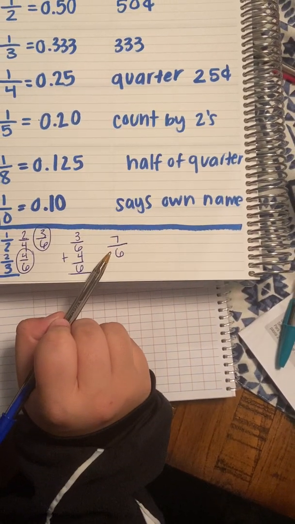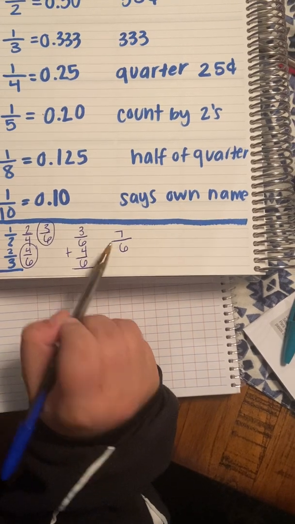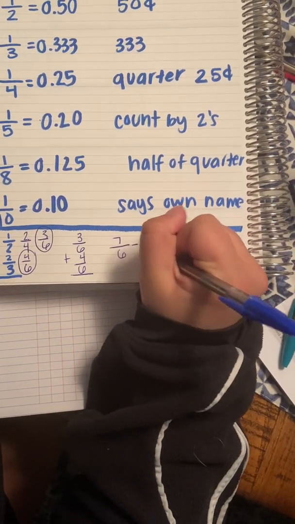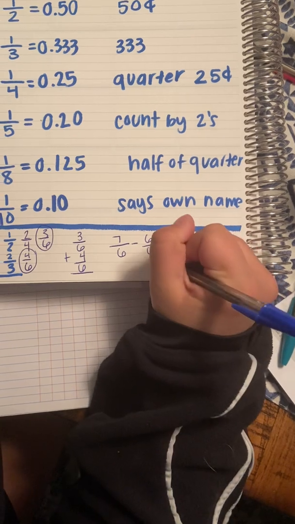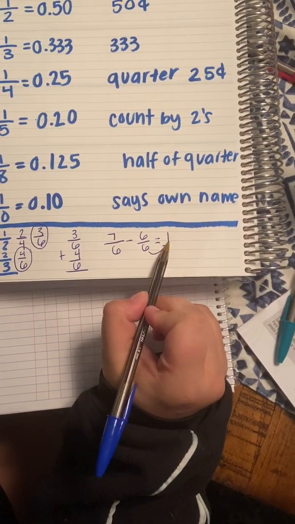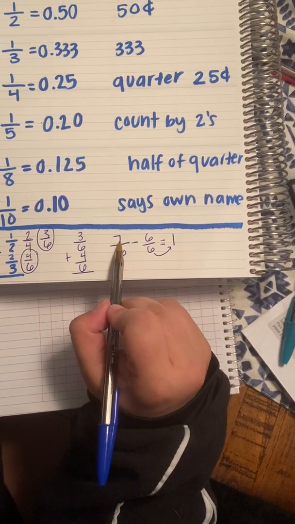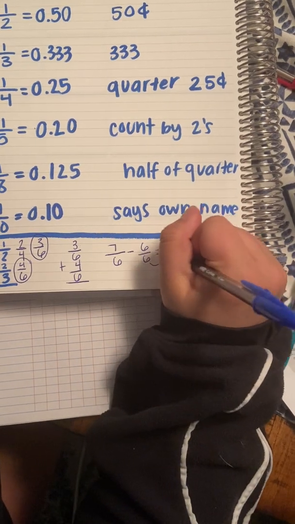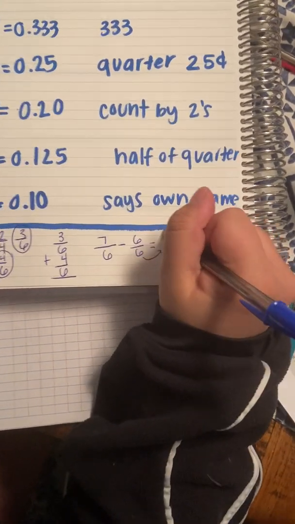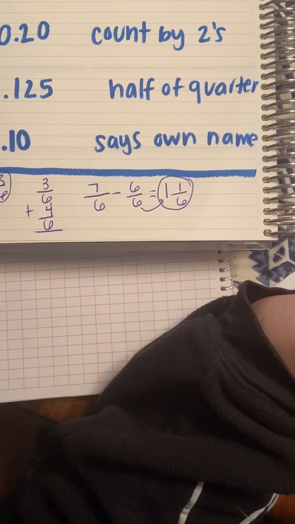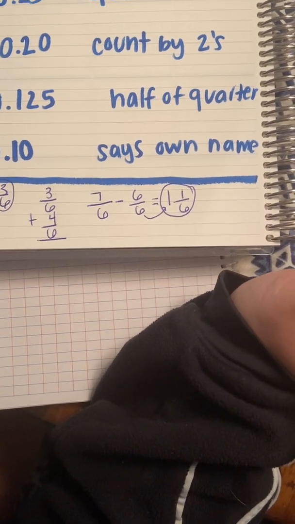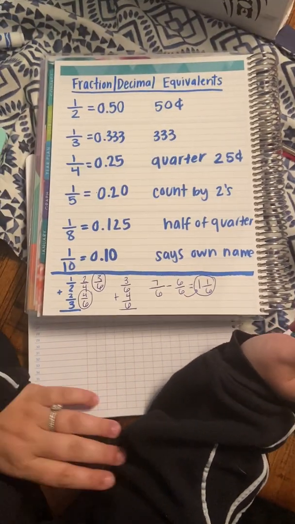Now I see that that's an improper fraction, so I need to simplify it. And I'm going to take out a whole. And I'm going to put my whole right here, 1. That's my 1 whole. And then 7 minus 6, 1, and bring my denominator over here. So that would be the answer to this problem. Okay? So good luck. Let me know if you guys have any questions.